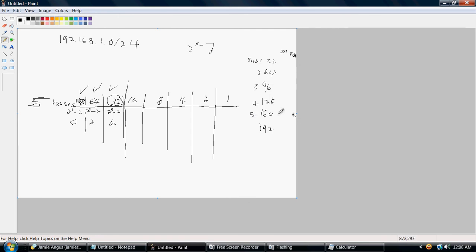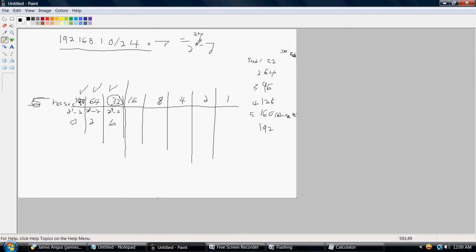And then to find the subnet mask for our new IP address, we borrowed 3 bits. So it would be 192.168.1.0/24, plus the 3 bits that we borrowed. And the 24 becomes a 27. So it would become 192.168.1.0/27.